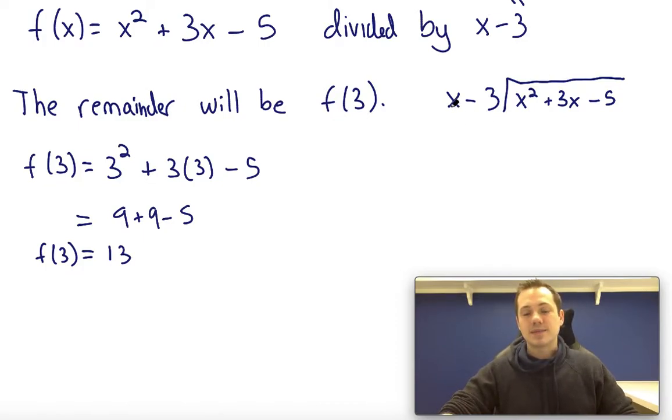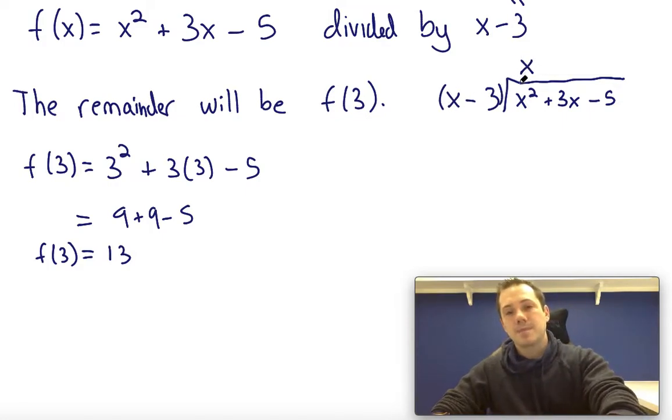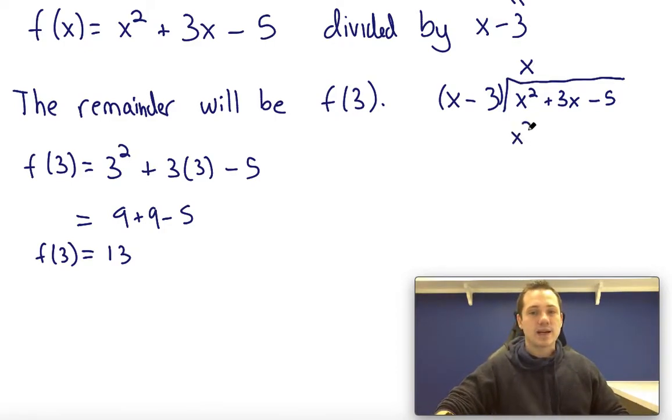So how many times does x go into x squared? Well, x squared divided by x is just going to leave you with x. And then step 2 is you multiply. So x times x minus 3, we're multiplying this whole thing by this. And that's going to give us x squared minus 3x.